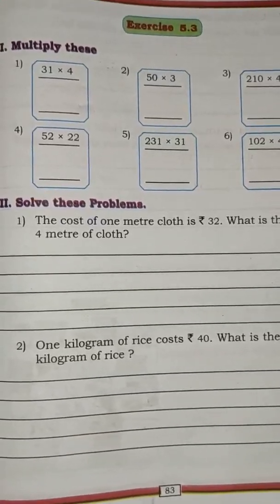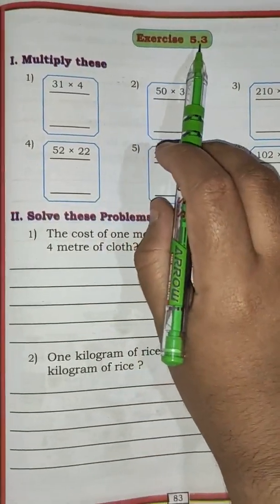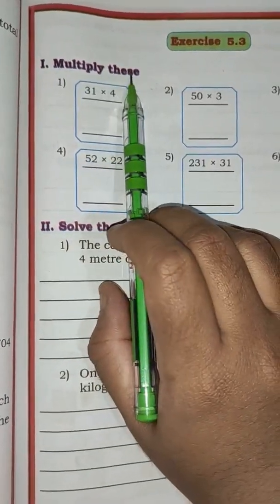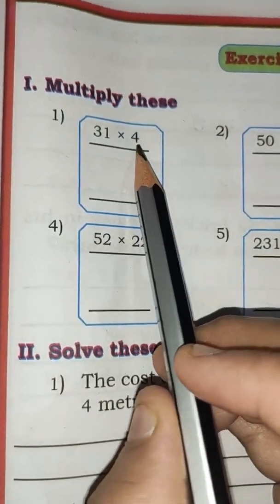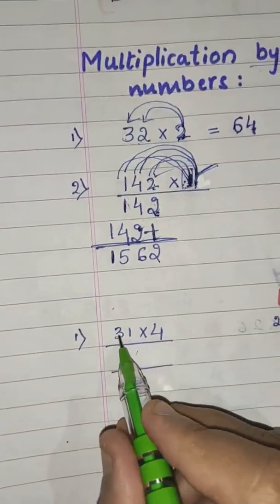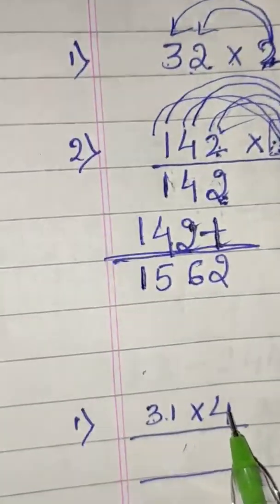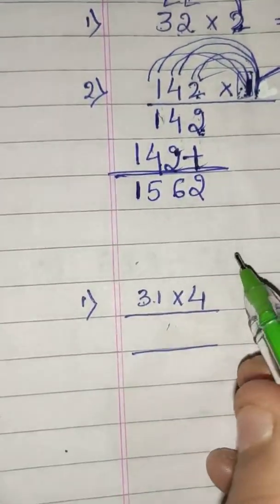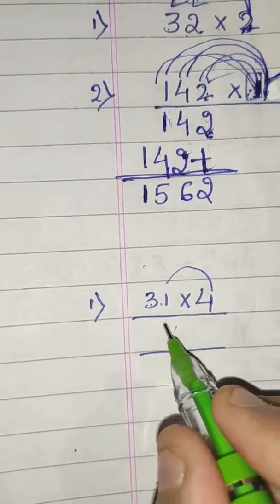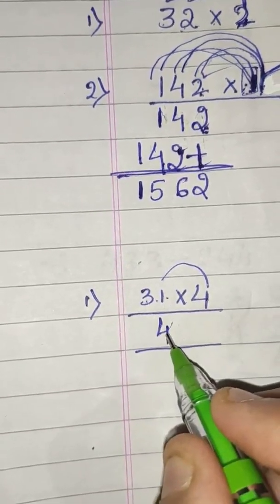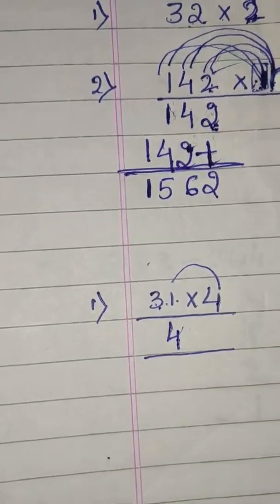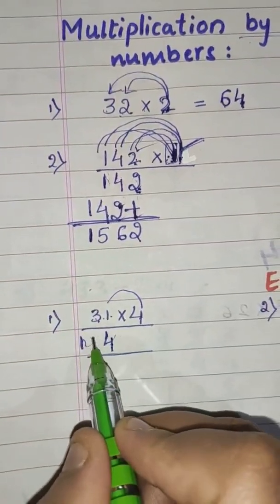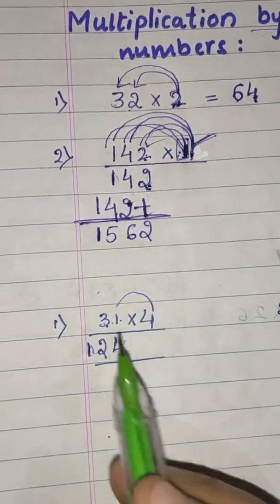Now children, open page number 83, exercise 5.3. Multiply these. Okay, so first one here, 31 into 4. I have written that example on this page. So 31 into 4. First, we have to start from the unit place, right? So 4 1s are 4. We have to write the number in the unit place only. Next, 4 3s are how much? 12, right? So we'll write here 12. So what is the answer here?